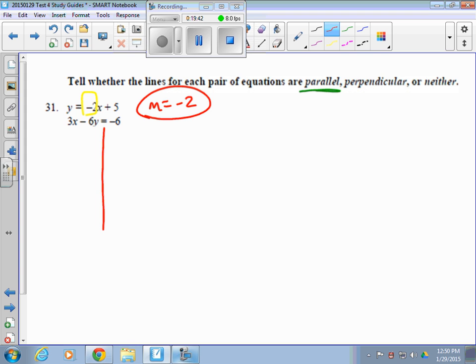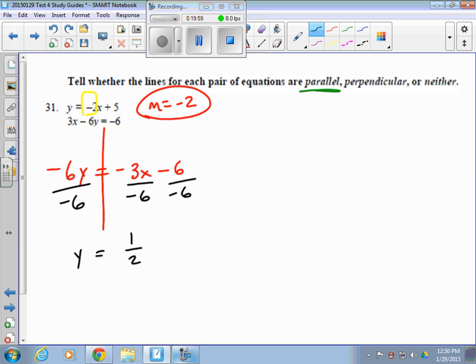Move it over. When you move 3x over, you're left with -6y on the left, minus 3x, minus 6. When you divide by -6, by everything, you have y equals, negative divided by negative is a positive. 3 goes into itself once and into 6 twice. Positive 1/2. Negative divided by negative is a positive 1. Here is the slope of your new line, 1/2.